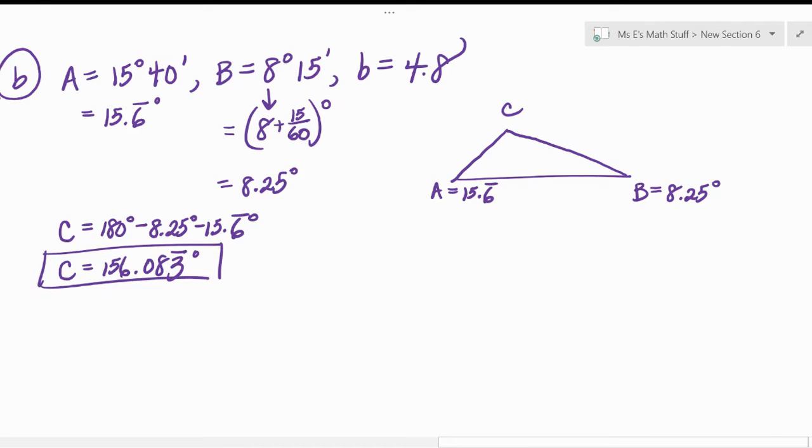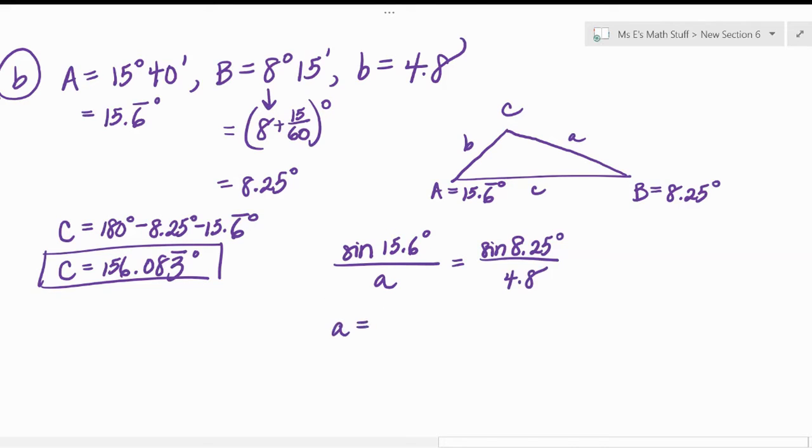All right, so we have that. Great. Okay, and I haven't had to use law of sines yet, but let's go ahead and see about using the law of sines. So we could have sine of angle A, 15.6 degrees, over A. And then I'm going to use the complete ratio. So side length A would be 4.8 times sine of 15.6 repeating degrees divided by sine of 8.25 degrees.